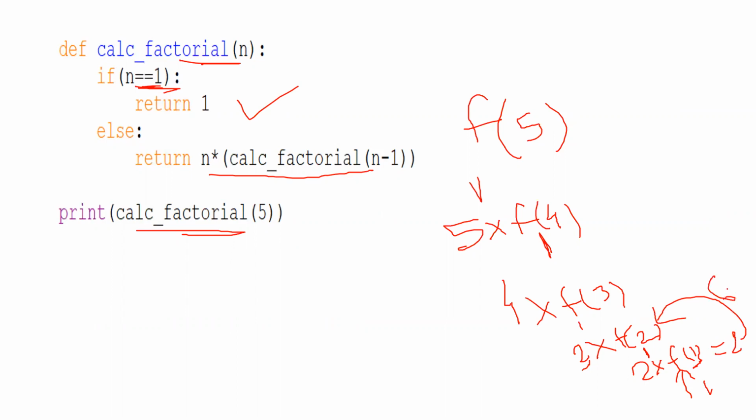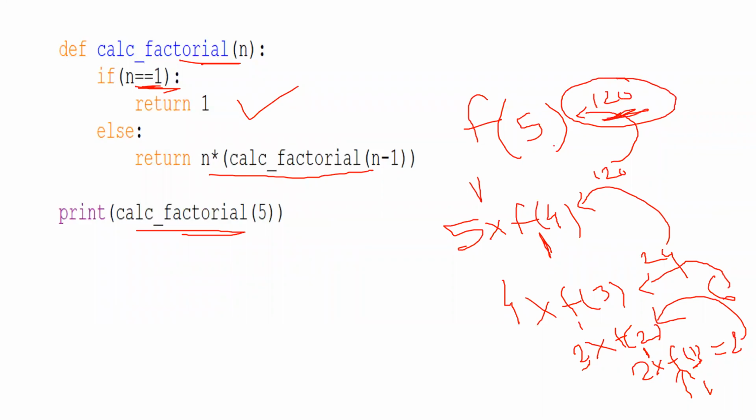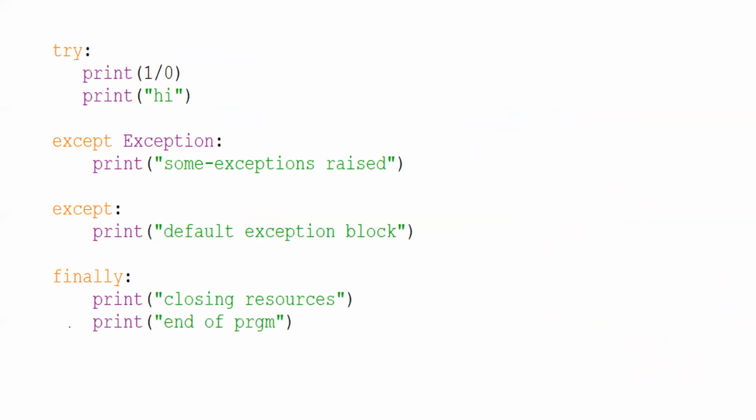3 2s, 6. This will be here. 4 6s, 24. And this 24 will be returned to here. 5 24s, 120. And this 120 is returned to here. So as a result, you will get 120 as a final output. This is all about recursive functions, where a big task is divided into similar smaller tasks, solved, and the results were combined. Okay.